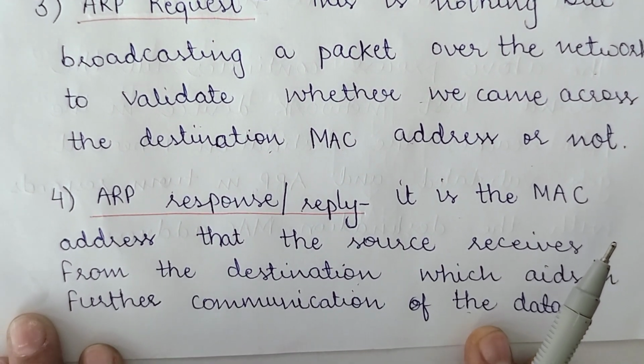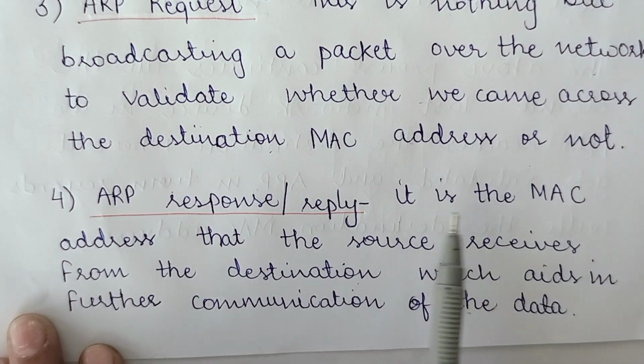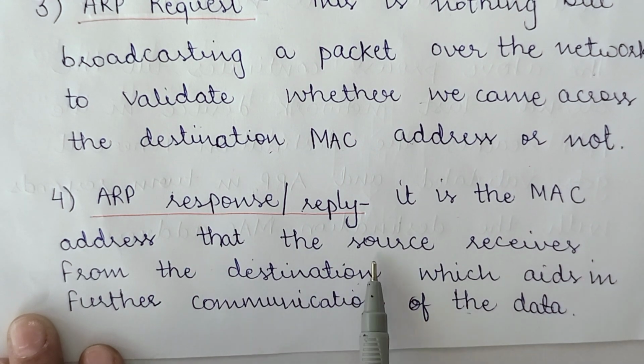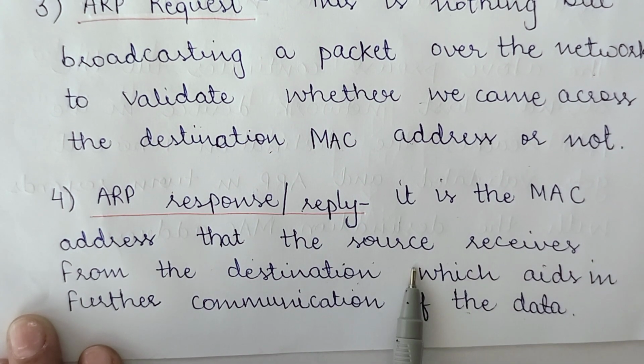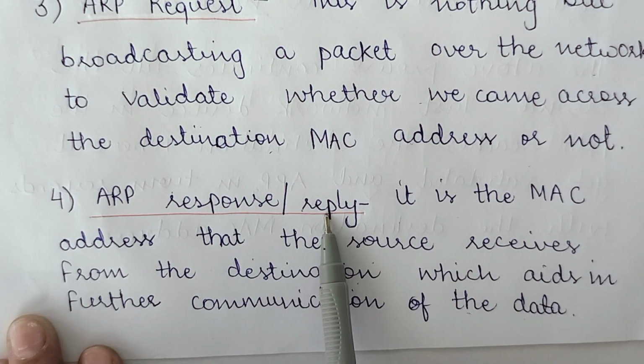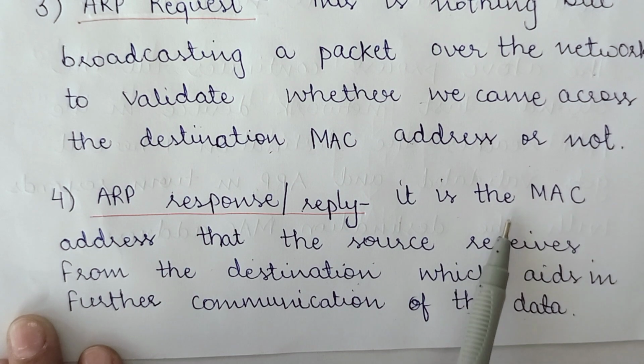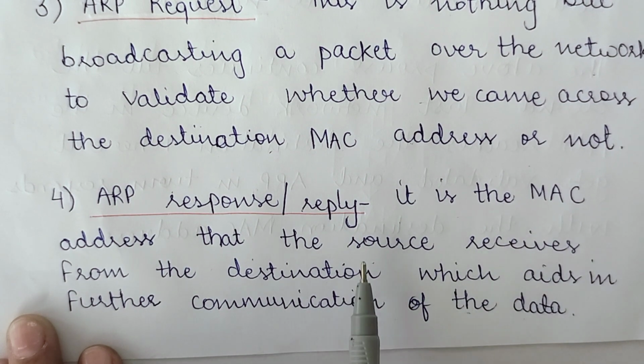Then is your ARP response and reply. So this ARP response and reply is the MAC address that the source receives from the destination, which aids in further communication of the data. So basically when the source has to send data to the destination, it must know the destination's MAC address. So ARP response reply is what? It is basically the MAC address that the source or the sender has received from the destination or the intended recipient, which will help in further communication of the data.